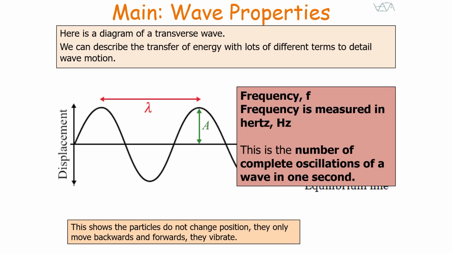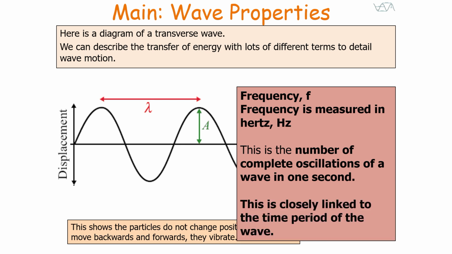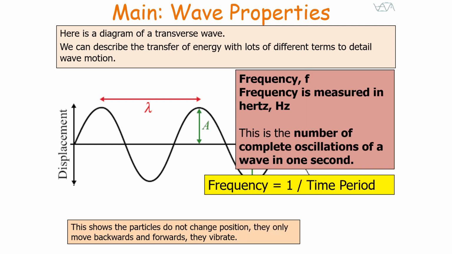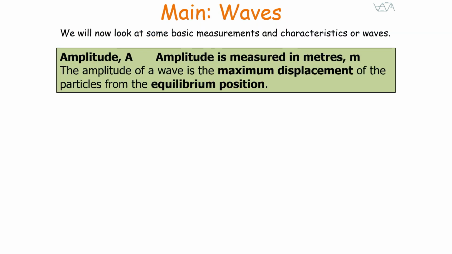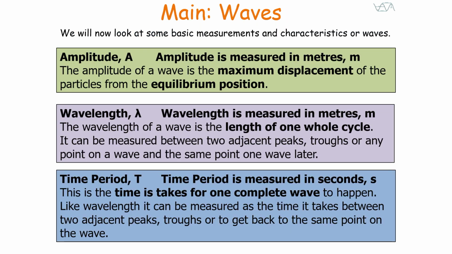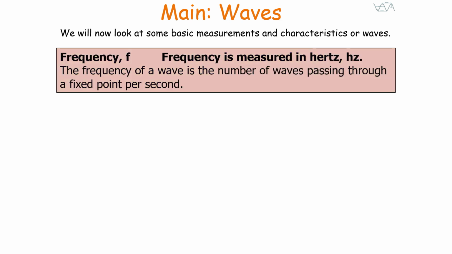Now, frequency, which is measured in hertz, is the number of complete oscillations of a wave in 1 second, and this is closely linked to the time period of a wave, because frequency is equal to 1 over time period. So to recap, we have amplitude, we have wavelength, we have time period, and we have frequency.